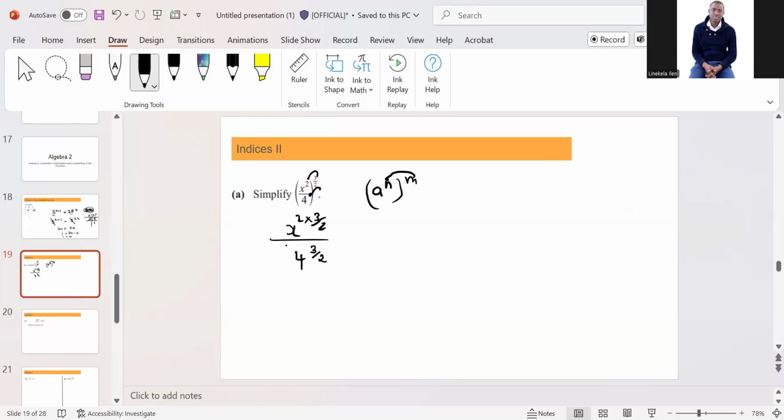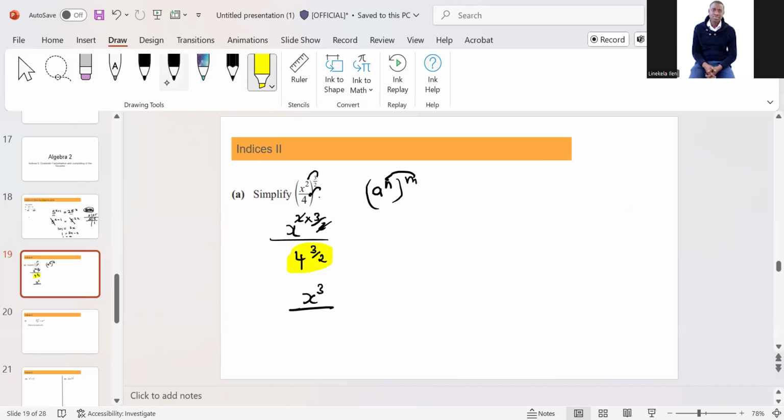I'm not done up until this stage, so I need to simplify it. Clearly, the numerator is easy to simplify because I can just say 3 times 2 is 6 divided by 2 is basically 3. Or I just cancel out the 2's here, and I'm going to end up with x to the power of 3, which means the numerator becomes simplified. The problem comes in with this one. This is a fractional index.